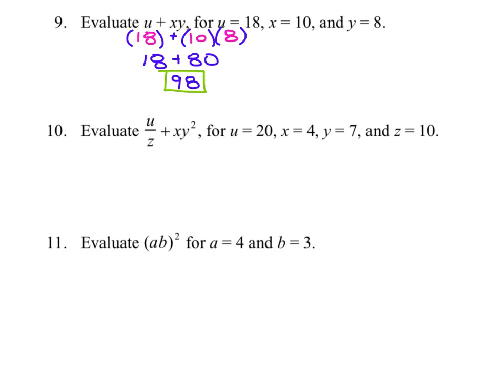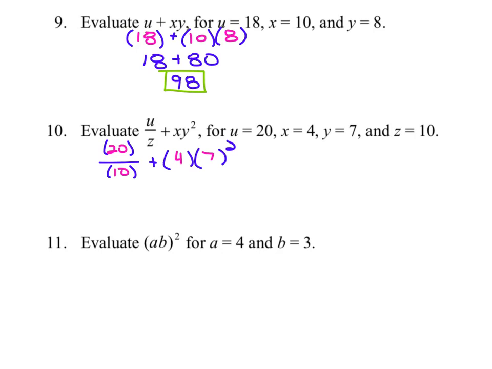Okay. Now, we're going to again evaluate this for certain variables. So we're going to say parentheses over parentheses plus parentheses times parentheses squared, and sub in all those numbers. What is u? U is 20. What is z? Z is 10. What is x? X is 4. And what is y? Y is 7.